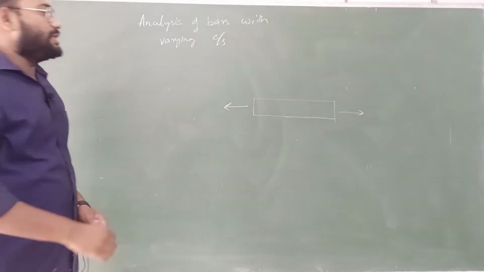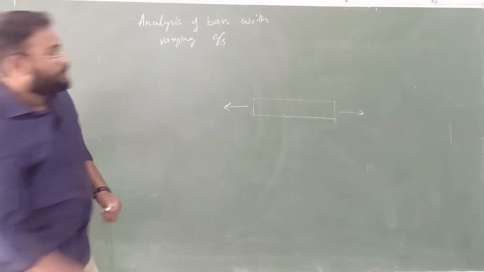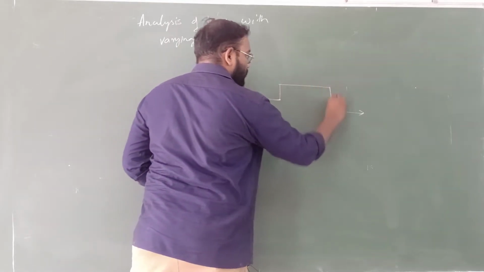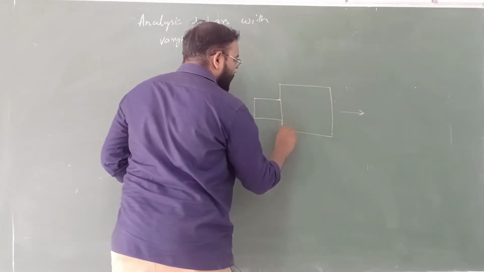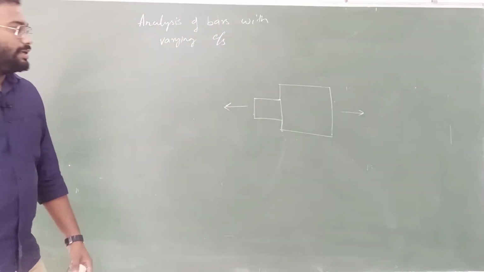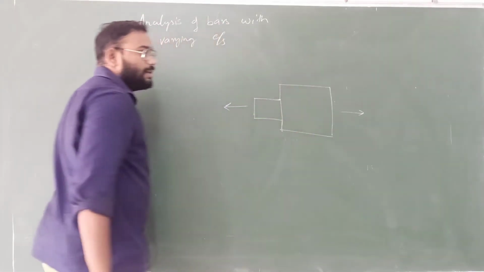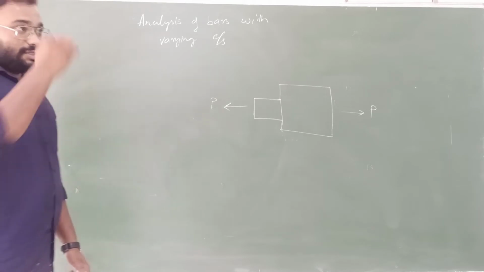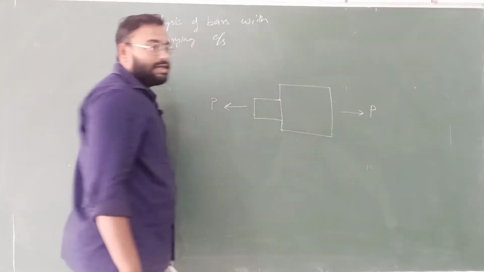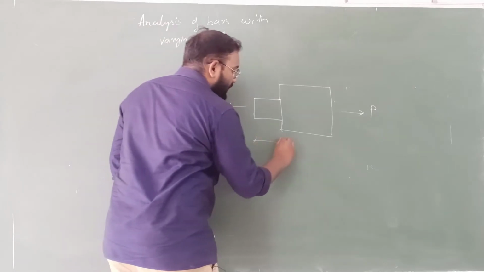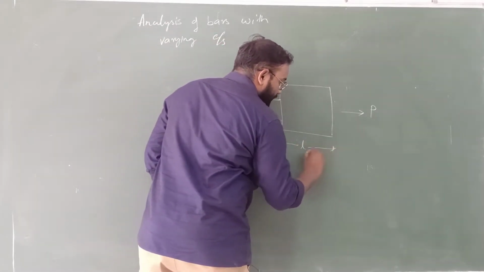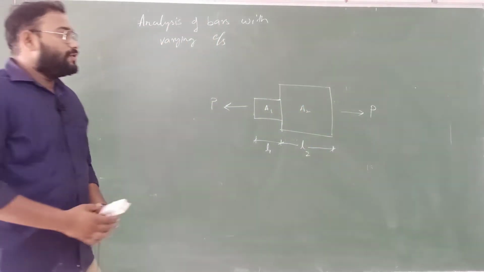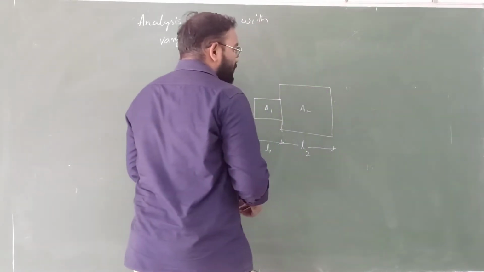Analysis of a bar with varying cross section means, suppose you have a bar like this. A steel bar of this cross section has two different diameters, and you are applying a tensile force on this steel bar. So this is a type of problem in which the cross section of the bar is varying. Throughout the length you have two different lengths here, L1 and L2. The cross sections are A1 and A2. Different cross sections are there. So first we'll derive the formulas accordingly and then try to solve problems on this.